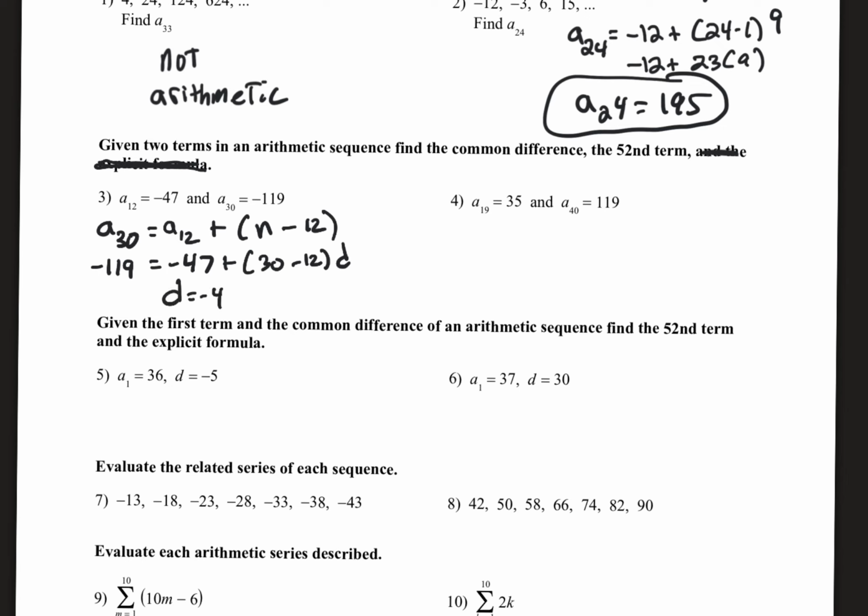And then it asks us to find A of 52. So A52 equals, doesn't matter, negative 119 plus, inside parentheses, 52 minus 30, times negative 4, negative 207. So that's your answer.